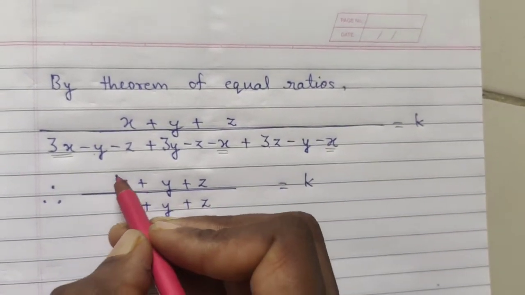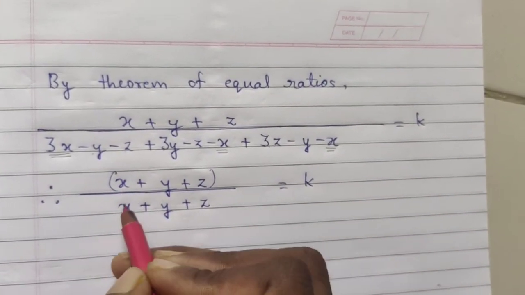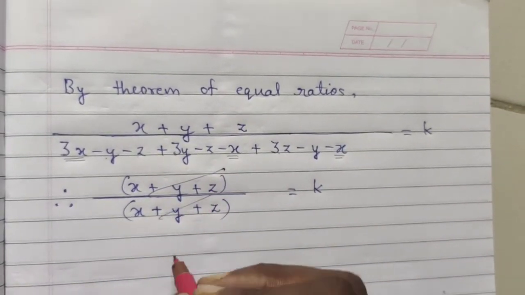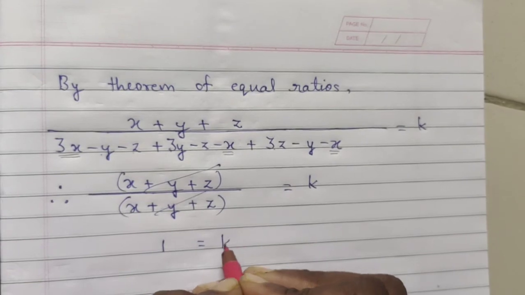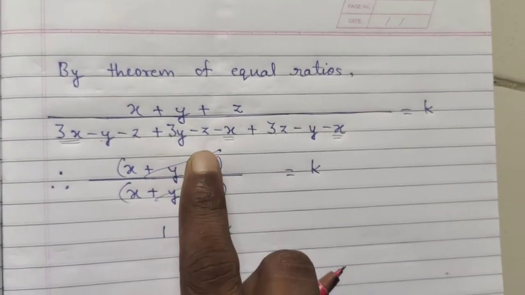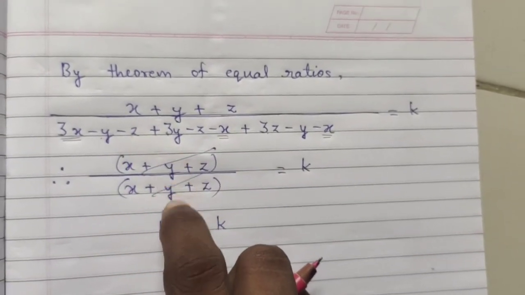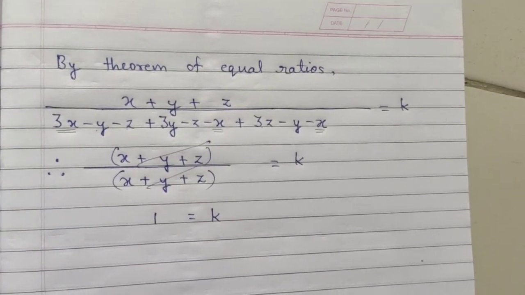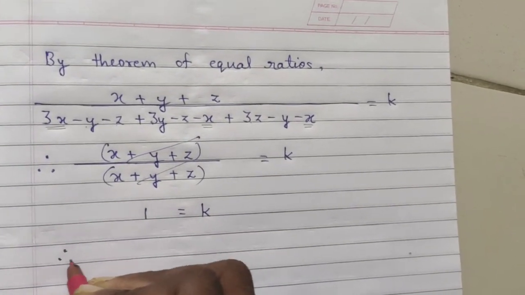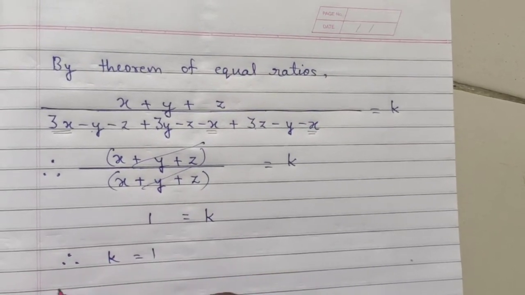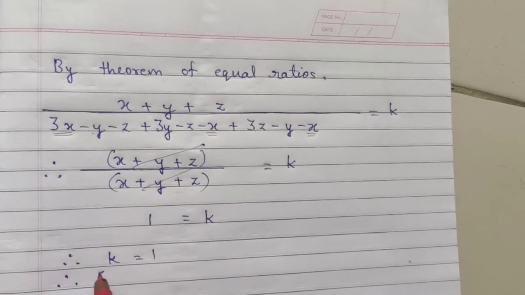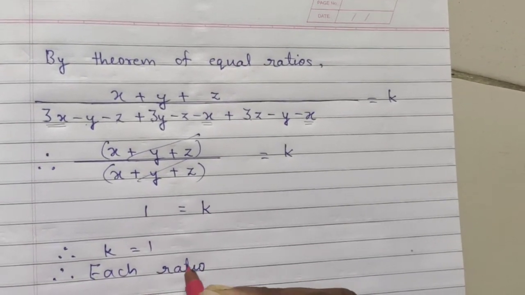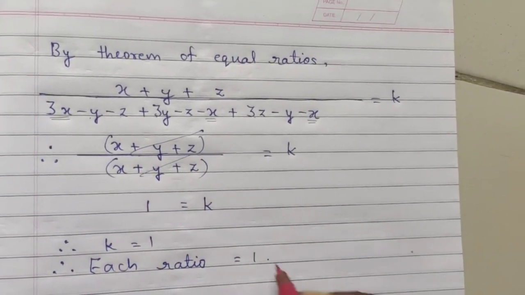Now see, in the numerator you have x plus y plus z, in the denominator also x plus y plus z, so you can cancel it, so you are going to get 1. Why? Because you know 2 upon 2 becomes 1. Same way, if the numerator and denominator are the same, you can cancel it and you are going to get 1. So k equal to 1 we got, and you know k is what? Each ratio. So you can write your result that each ratio is equal to 1.